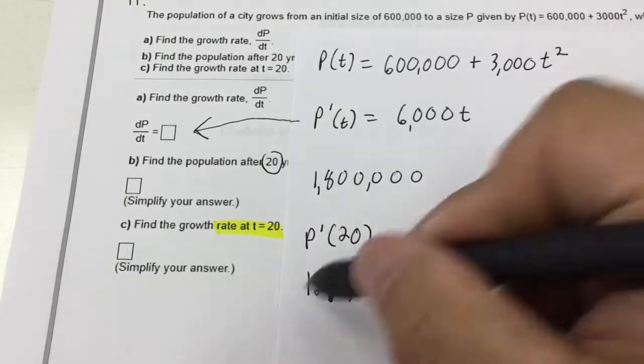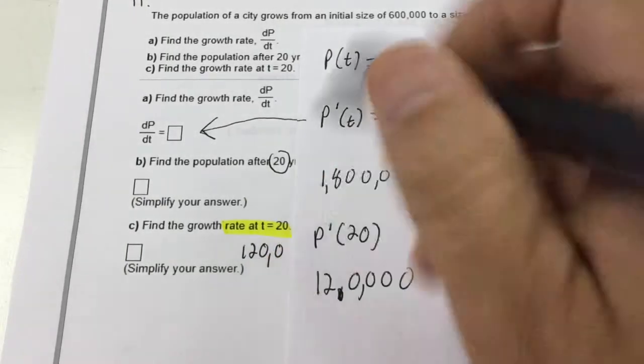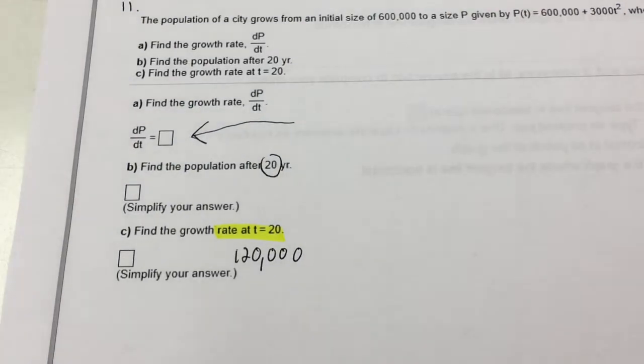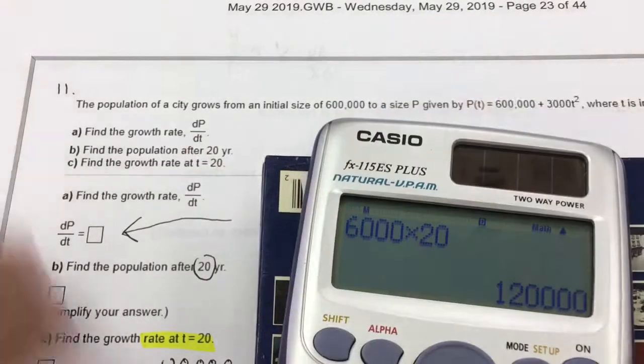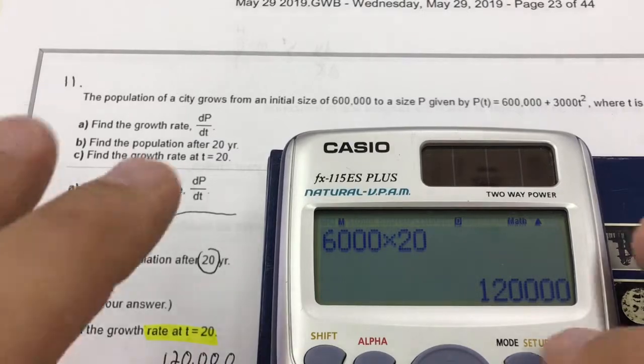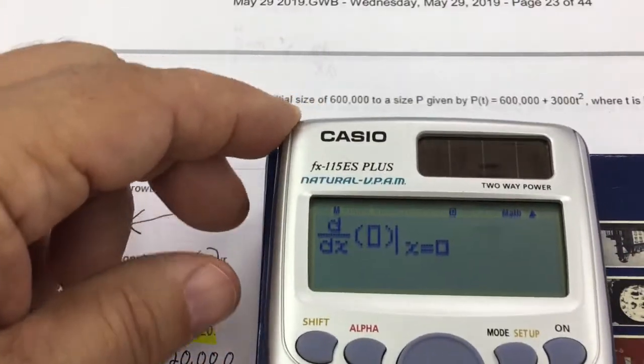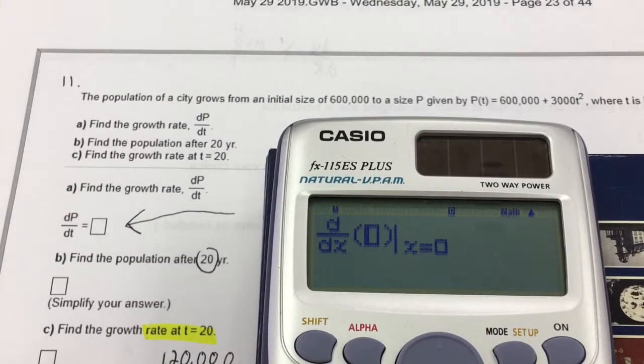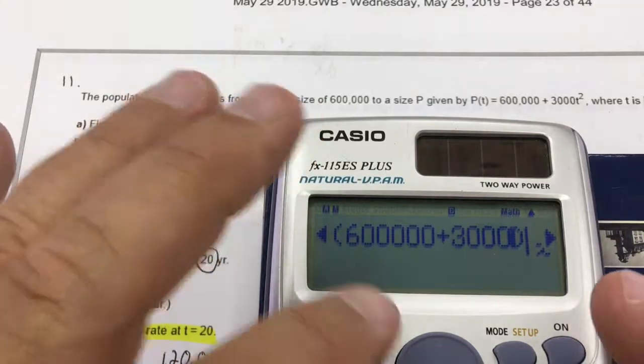Sorry, 120,000. I'm going to use the calculator to check to see if it would have worked. So I'm going to take the original equation, 600,000, but I'm going to hit shift, derivative, and type in the original equation of 600,000 plus 3,000 t squared, plus 3,000. Now I don't have a t button, so I'm going to use alpha red x for any variable.